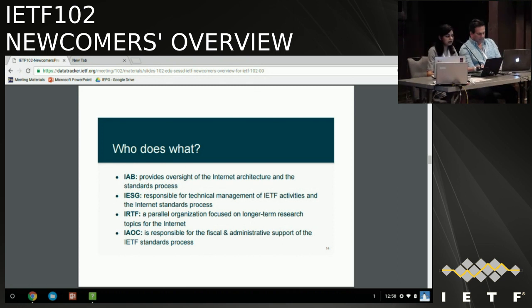Then we have IAOC. What does it stand for? I don't remember. It's one of the legal entities. It's responsible for the Administrative and Operations Committee. And then, as the name suggests, it takes care of the fiscal and other administrative support for the IETF standard processes.